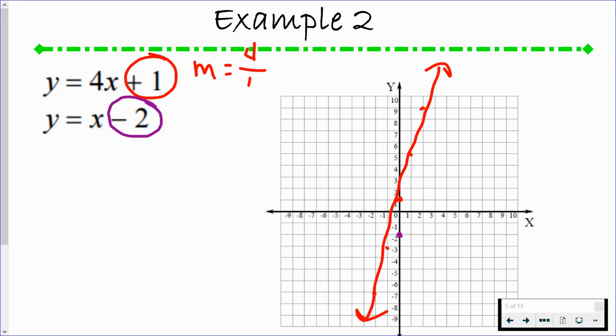Now, when you do not see a number in front of your x, we can always understand that there's a 1 standing there. So my slope here is 1 over 1. It's positive, so I'm going to go up 1, right 1, and keep repeating that pattern up and to the right.